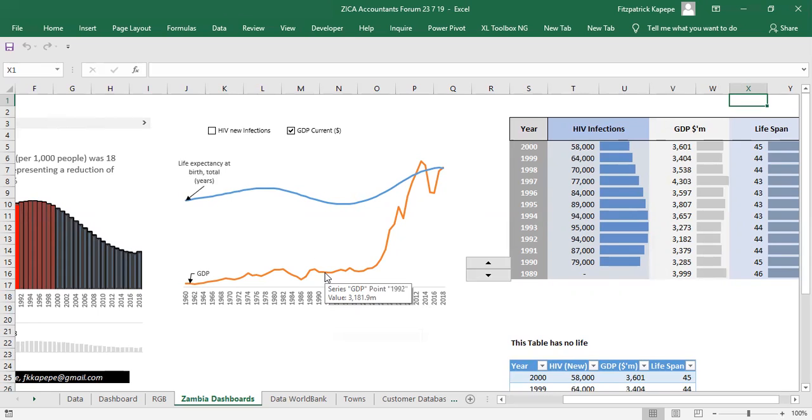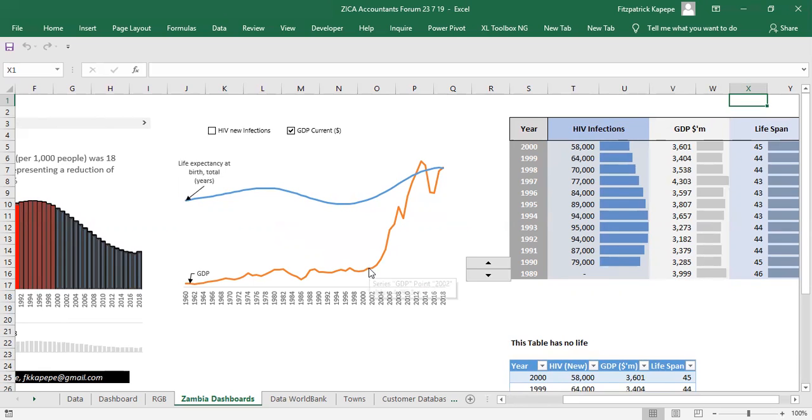Dr. Chiluba took over. At the time that President Chiluba was leaving power, about 2001, GDP had only grown by $1 billion. Yeah, by $1 billion.